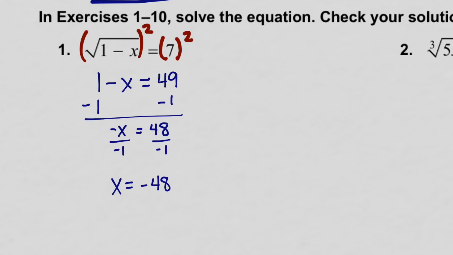Now, before I box it as my answer, I need to check and make sure that works. So you can graph it on your calculator.